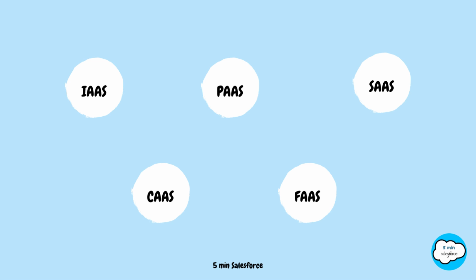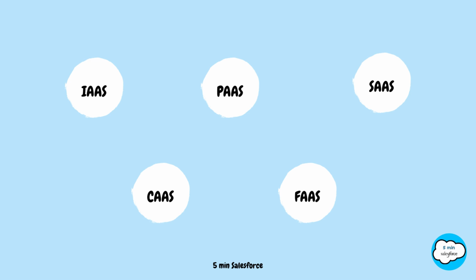Next is PaaS, which means platform as a service. It gives developers a ready to use platform so that they can focus on writing code and handling data. The cloud provider takes care of everything else behind the scenes like servers and software tools.